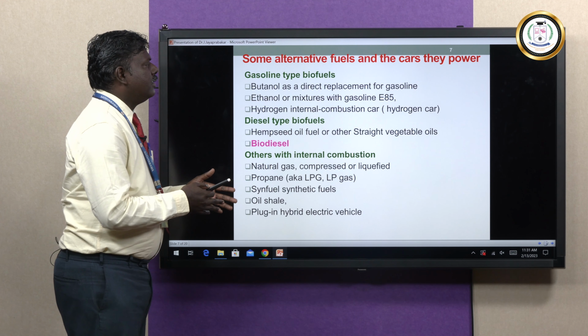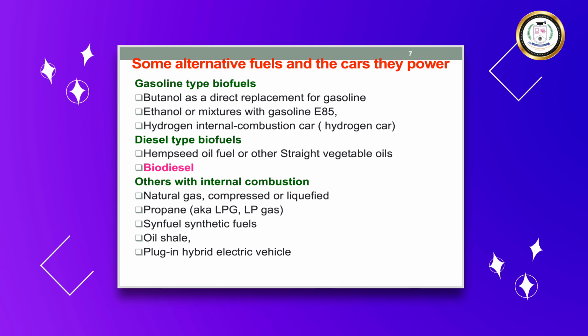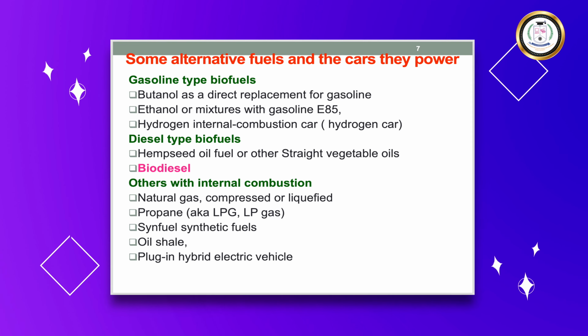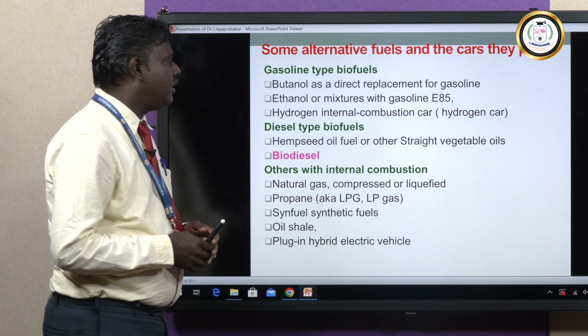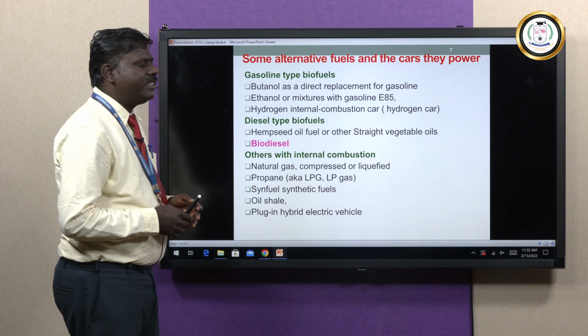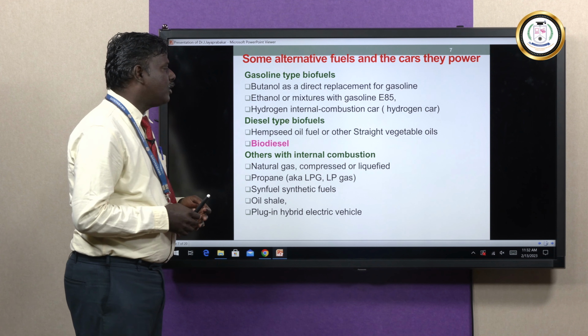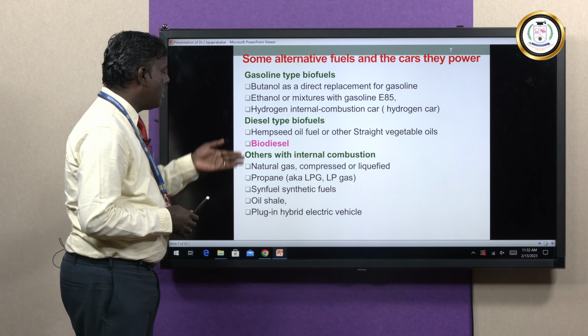energy. And this list gives us alternate fuel sources which are all used for mobility, particularly for automobiles. If you are using gasoline type, there are biofuels, butanol as a direct replacement, ethanol or its mixtures, hydrogen internal combustion cars. If you go for the compression ignition engine, particularly diesel type fuels, hemp seed oil fuel or other straight vegetable oils, biodiesels, and other options like natural gas, compressed or liquefied gas, propane, synfuel, oil shale, plug-in hybrid electric vehicle.